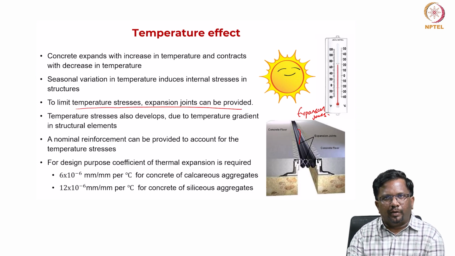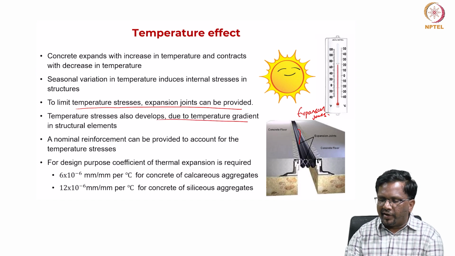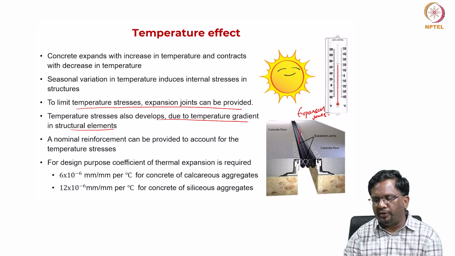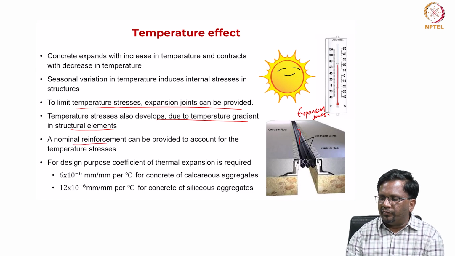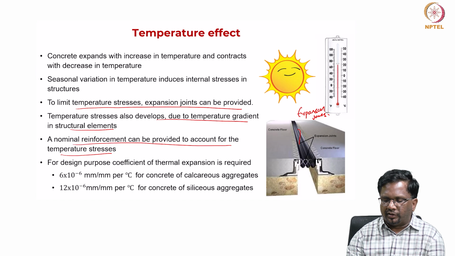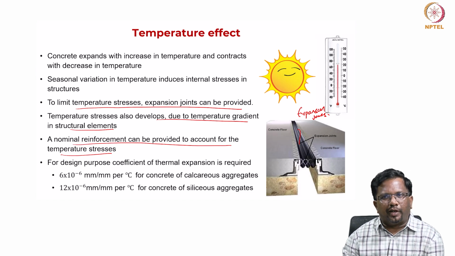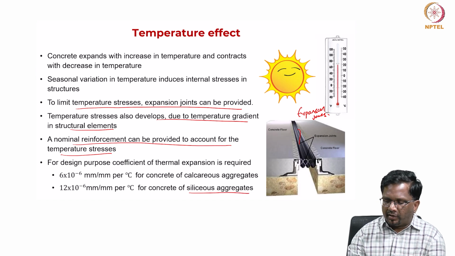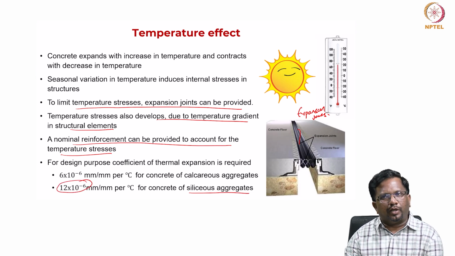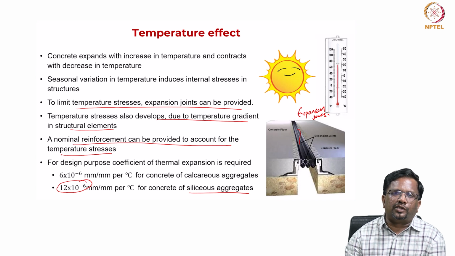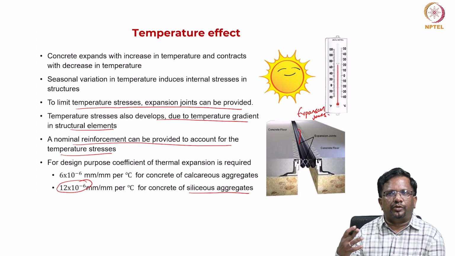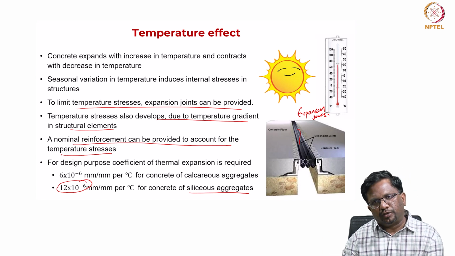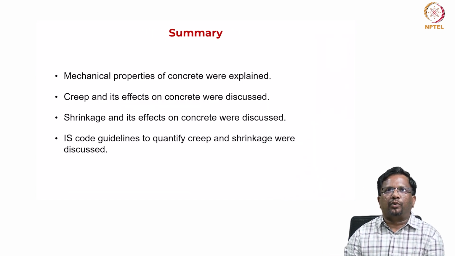Temperature stresses develop due to the temperature gradient in structural elements, especially those exposed to the external weather; they tend to have more temperature effect. A nominal reinforcement is usually provided for addressing the temperature effects, and depending upon the type of aggregates that you have, typically if you have siliceous aggregates in the system, they will have a higher coefficient of thermal expansion. That again matters because aggregates constitute 70% of the volume of concrete. So, if you are using siliceous aggregate which is going to have a higher coefficient of thermal expansion, then your temperature stresses also will be higher, which need to be accounted for in our design.